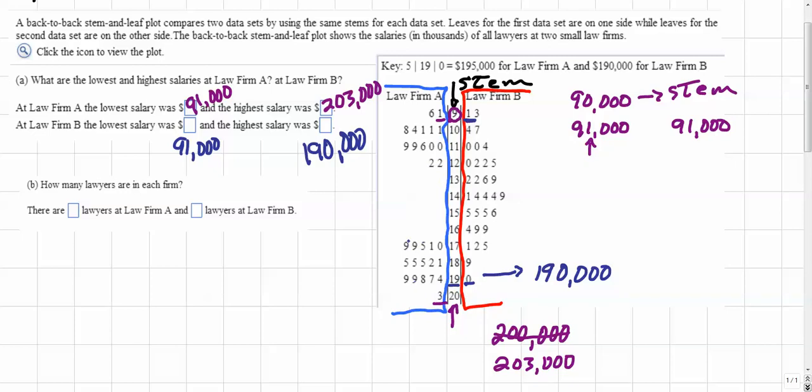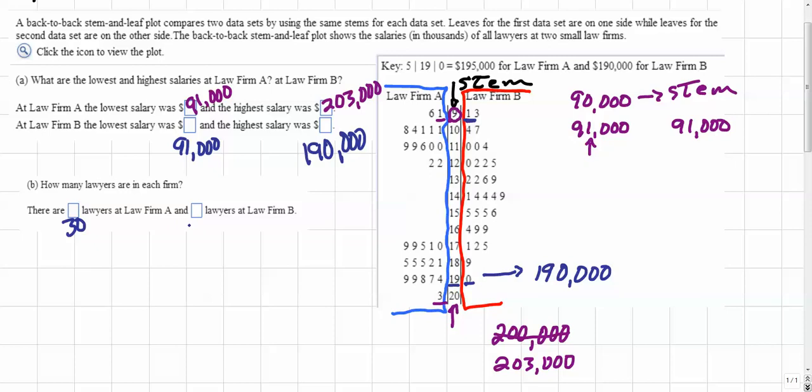And then we'll come over here and we'll count all the leaves for this law firm. And I've got 2, 4. That's 7. That's 11. That's 15. That's 24, 25, 32 lawyers at law firm B.